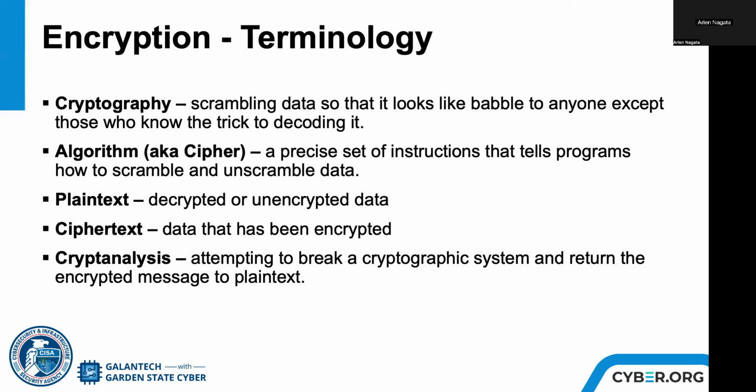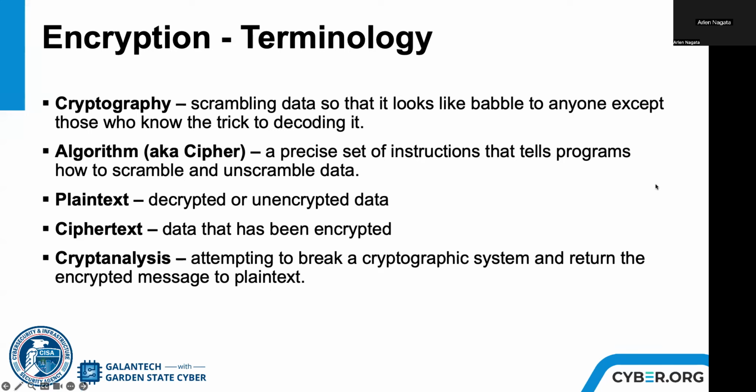A couple more terms you need to know. Plain text means decrypted or unencrypted data. And plain text doesn't have to be words, text. It could be an image, it could be anything else, but it's unencrypted. Ciphertext then is data that has been encrypted. And another science, cryptanalysis, is attempting to break that cryptographic system and return the encrypted message into plain text. So we're not gonna dive too deep into it. I just want you to have a little background knowledge of this.